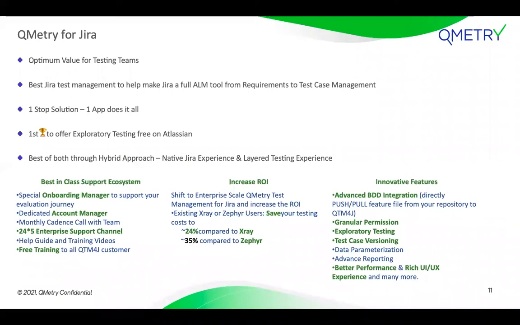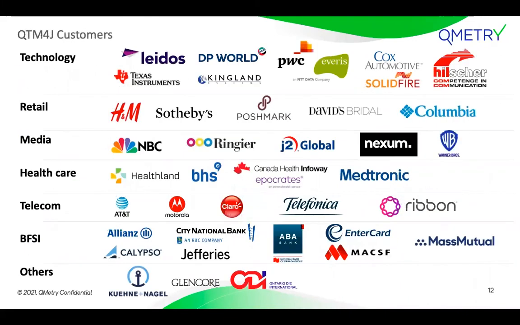And there are exhaustive, enterprise-grade features offered in this app within the Atlassian ecosystem, may it be permission-based test management, exploratory testing, test case organization, versioning, data parameterization, advanced reporting, and so on and so forth. And at the heart of it is BDD. Right? So that was in brief about what the product is and what we're going to see today. And here are some of our customers across different verticals that vouch for QMetry for Jira and its capabilities to enable BDD and test management within the Atlassian ecosystem.